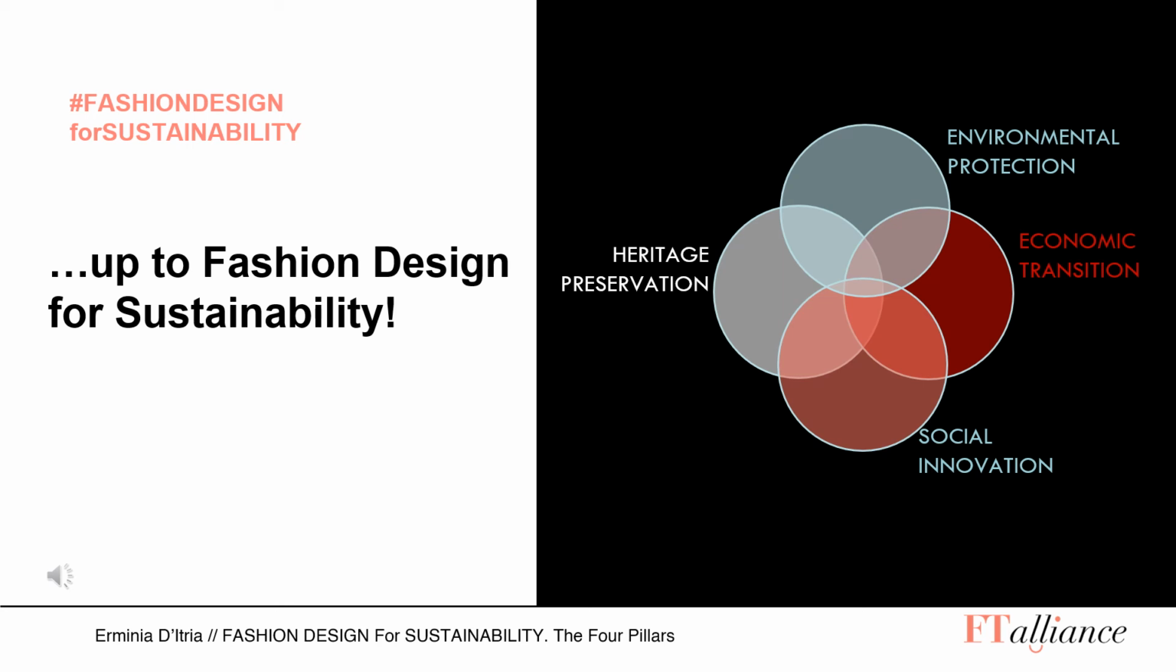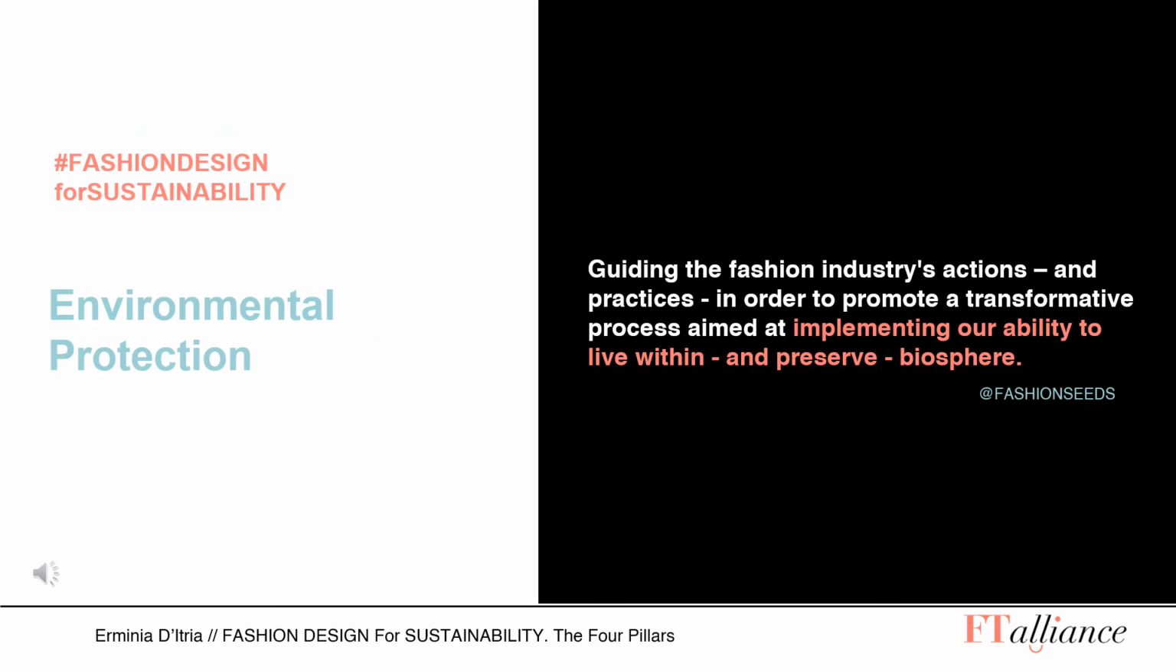It involves a systemic approach to fashion design and involves identified values, knowledge, and capability to reach the common sustainable goal. As you can see from the scheme, this is the result of the union of different dimensions, which are the environmental protection, the economic transition toward a more sustainable and circular model, the social innovation, and the heritage preservation. Explore these important components of the fashion design for sustainability dimension. The first one is the environmental protection dimension.